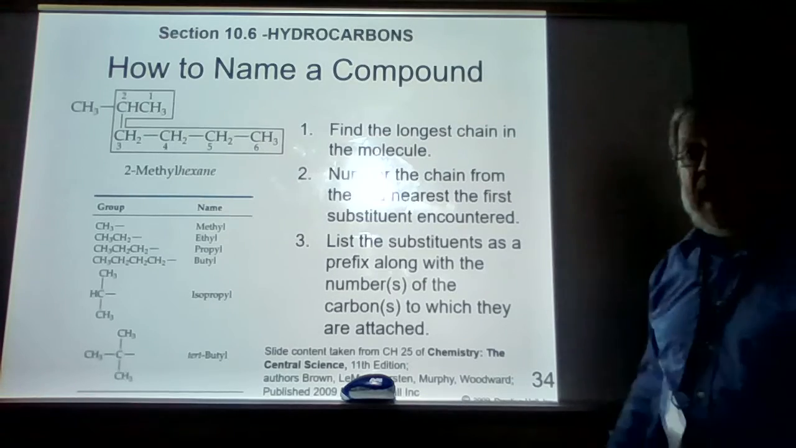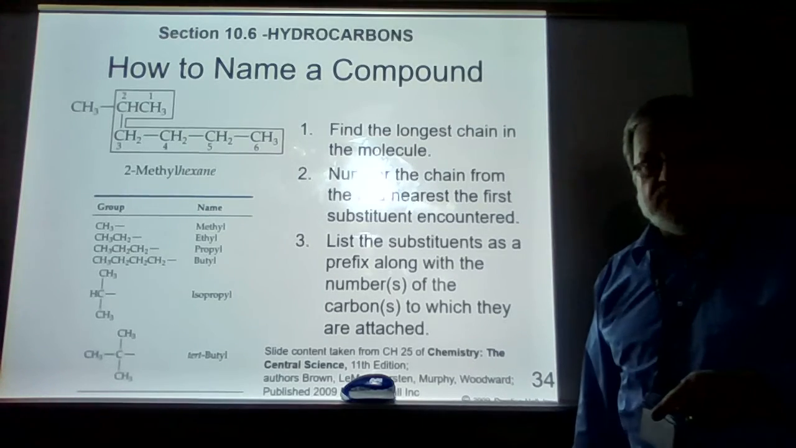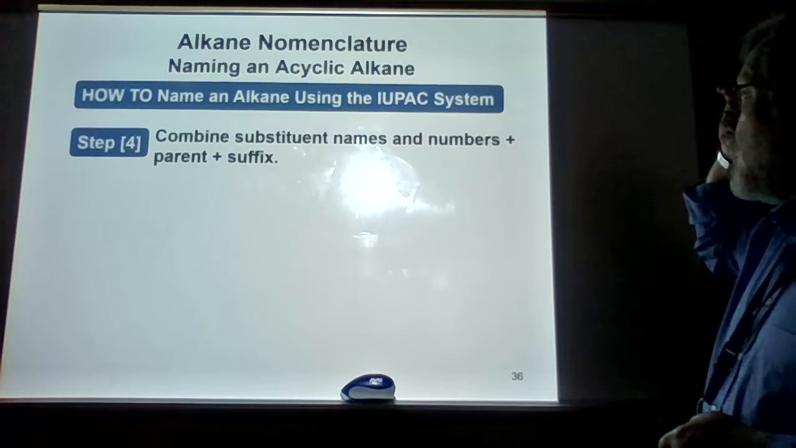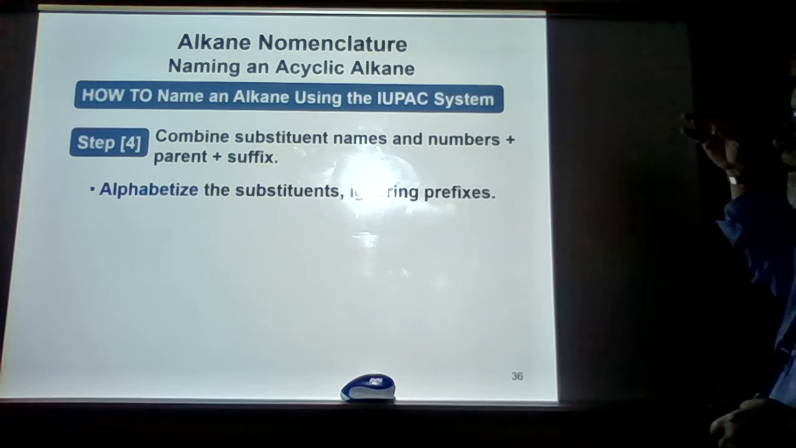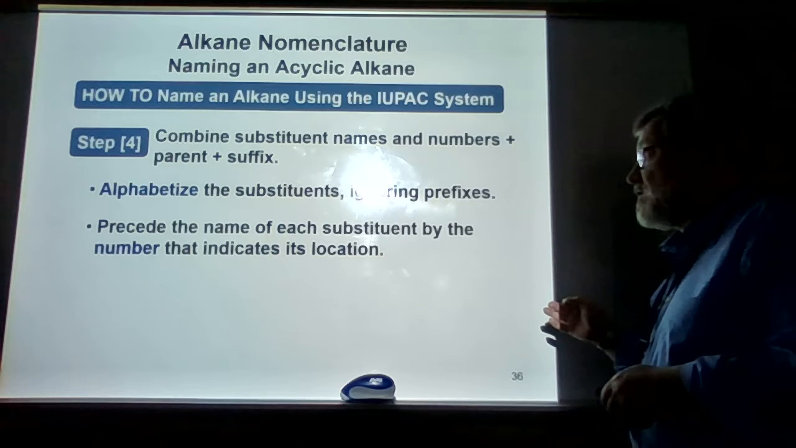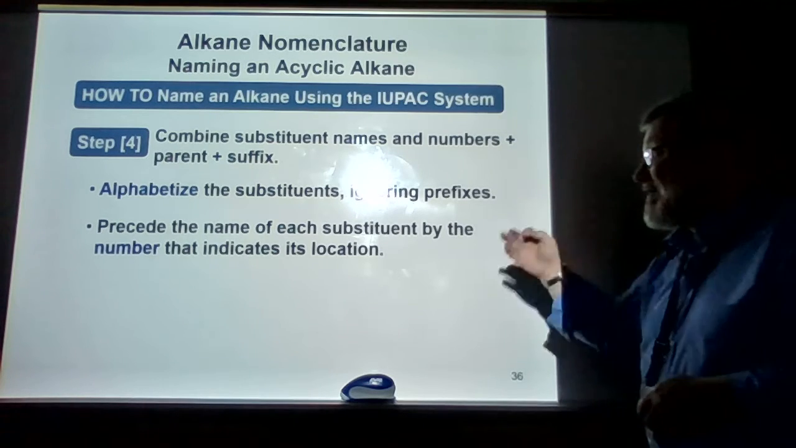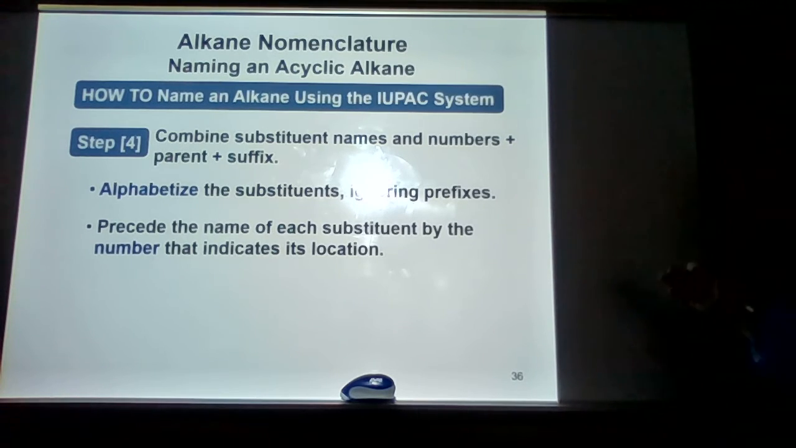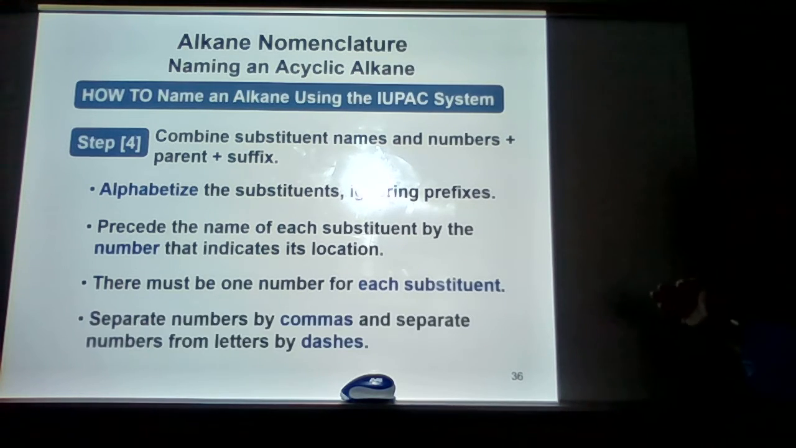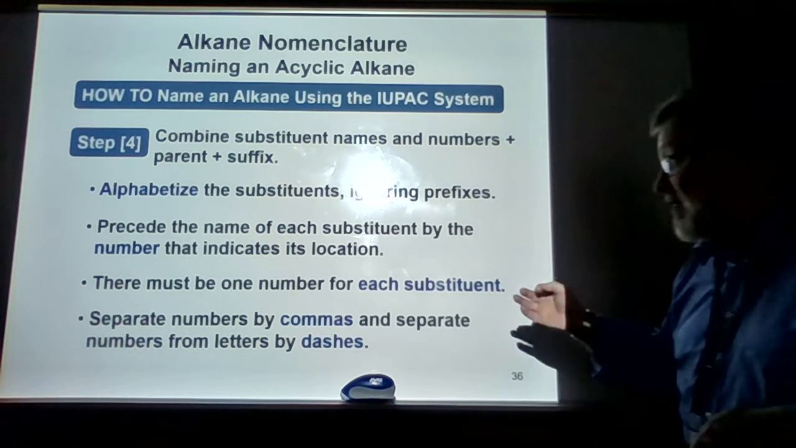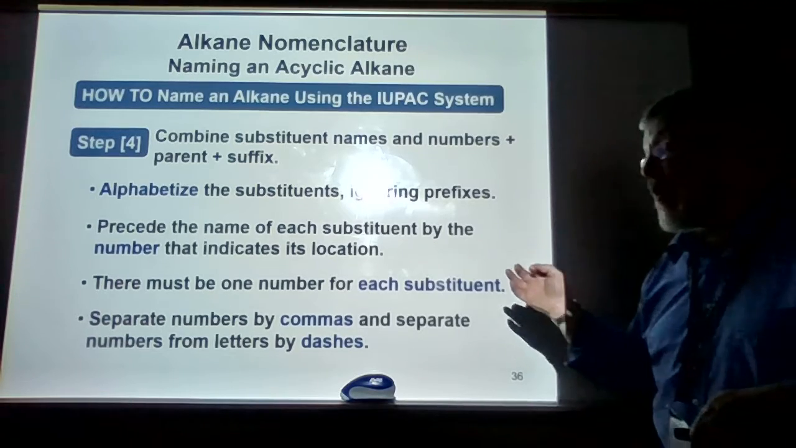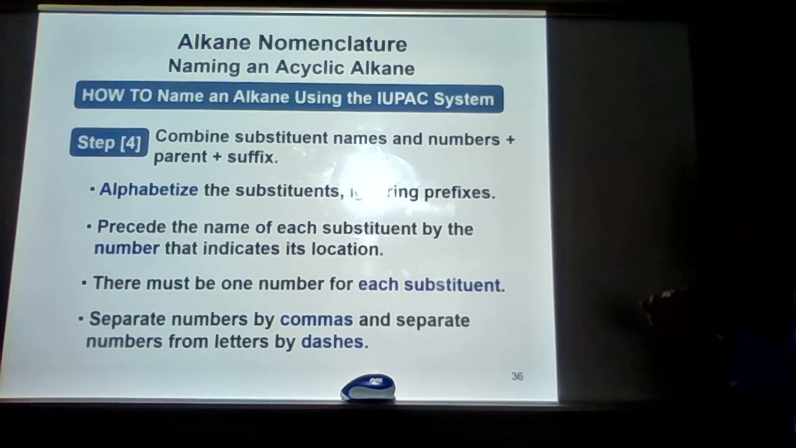If our compound has more than one piece of spinach, you need to alphabetize them, ignoring any prefixes. Precede the name of each substituent by the position that indicates its location on the chain. There needs to be a number for each substituent. We need to separate the numbers by commas and then separate the numbers from letters by dashes.